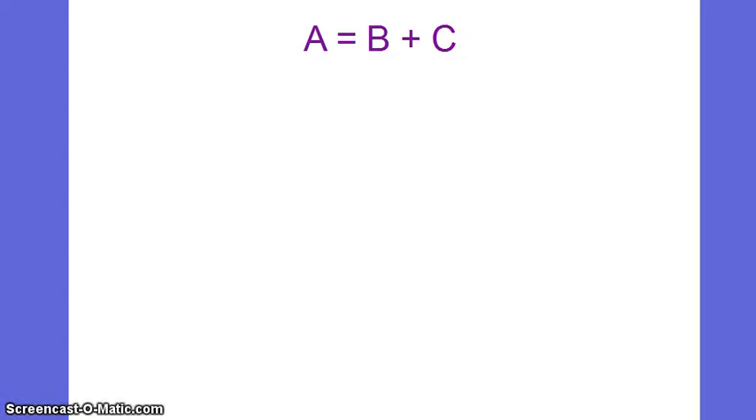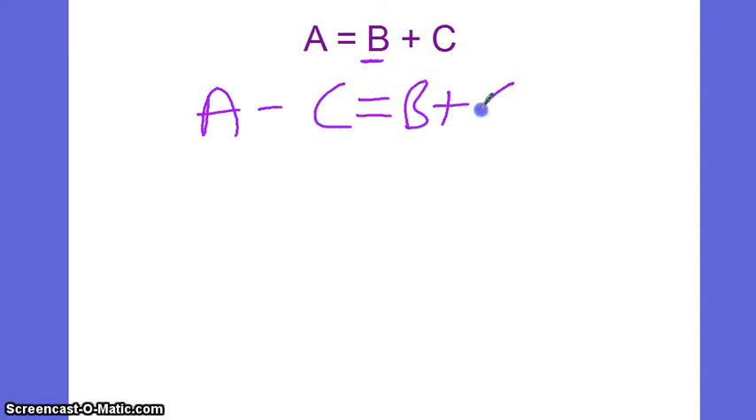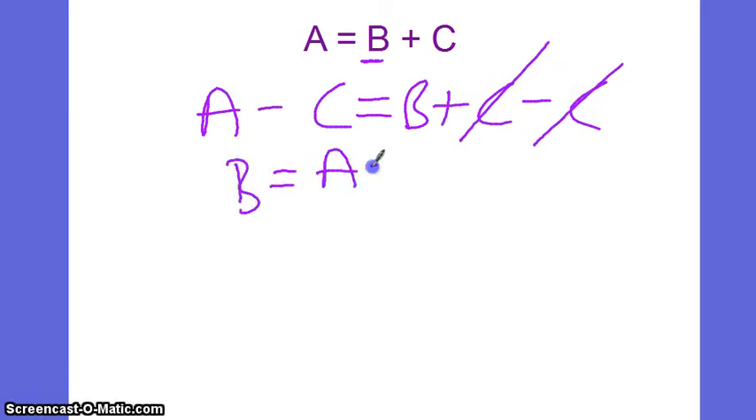a equals b plus c. If we wanted to get b on its own, we would want to get rid of this plus c. So we take c from each side, and obviously c minus c cancels out, so then you're ending up with b equals a minus c. Similarly, if you want to get c on its own, you take a b from each side.